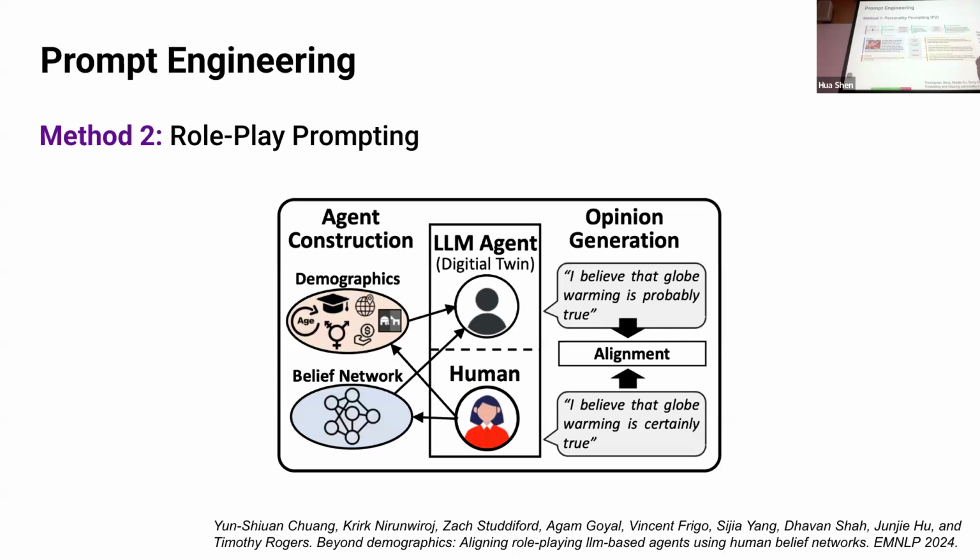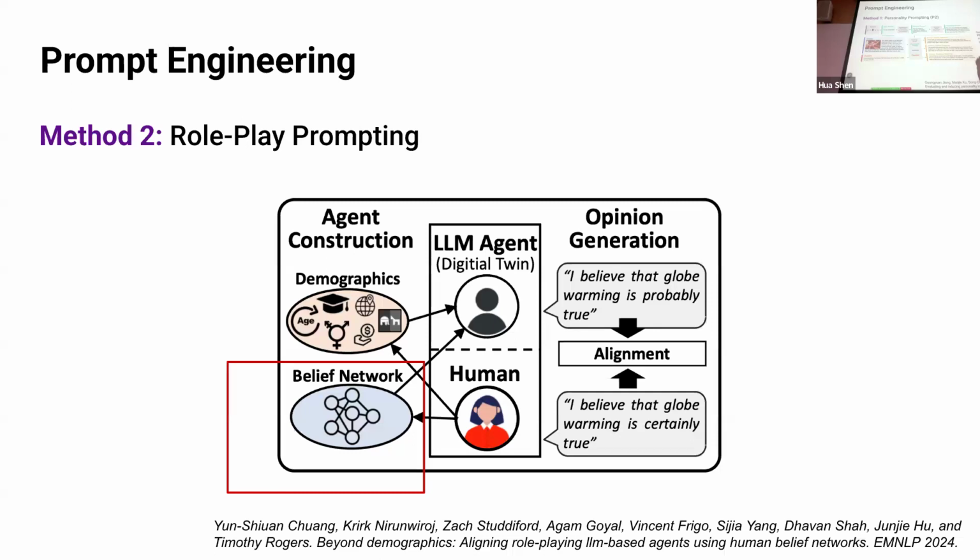The demographics would be easy to describe. We just do a survey and collect the basic information. But the most important thing is the belief network. This is also a new way to construct a human's traits.